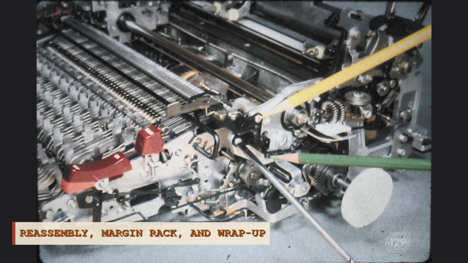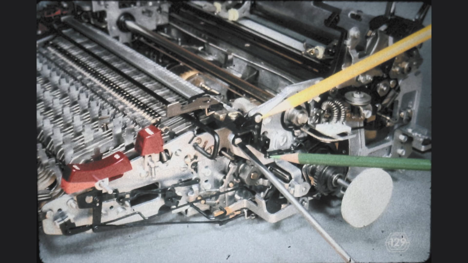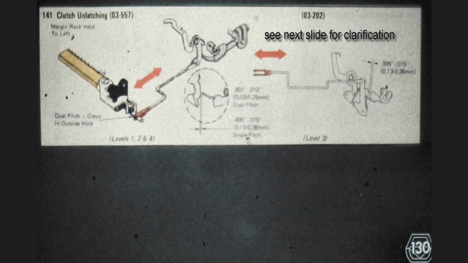If you haven't already done so, let us now reinstall the margin rack. Be sure to reconnect the carrier return mechanism disengagement link indicated by the green pencil. The length of this carrier return mechanism disengagement link should be adjusted to establish the indicated clearances when the rack is held all the way to the left. Take a moment to check this on your machine.